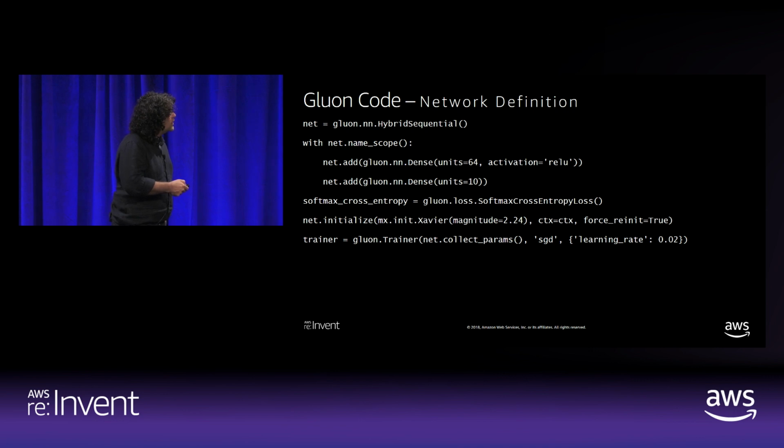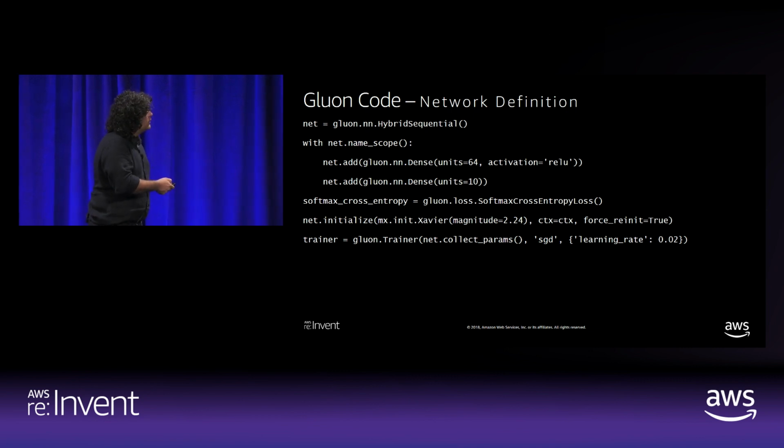So I'm creating a sequential, or hybrid sequential, because I want to hybridize it later. Network, that means I'm stacking layers on top of one another. Then I'm adding a dense layer, and I have the final layer that has 10 classes. From a library of lots of loss functions that we have, because this is a classification, I've used the softmax cross entropy. You can attach that to your network.